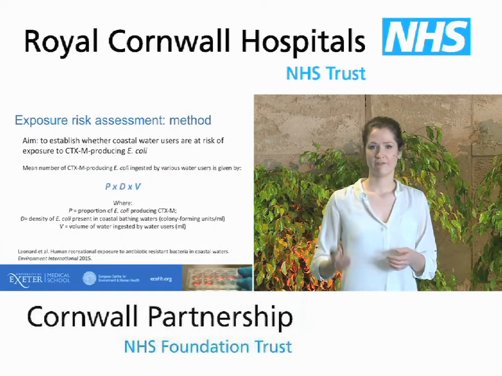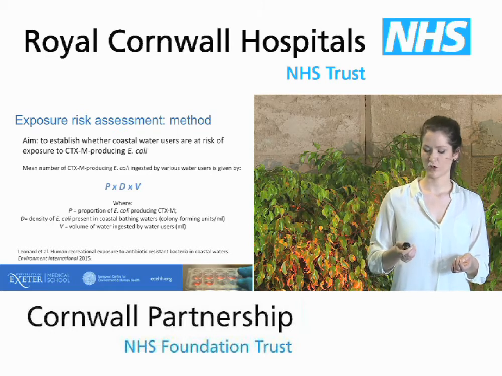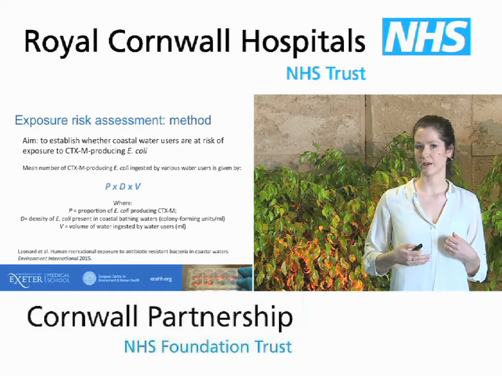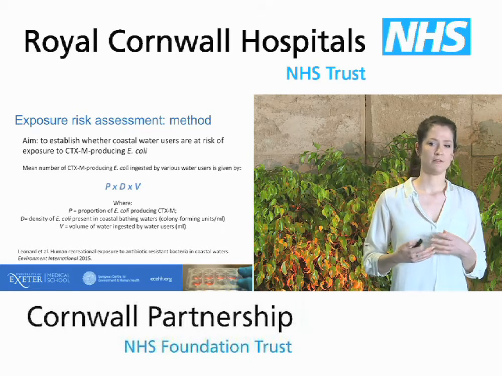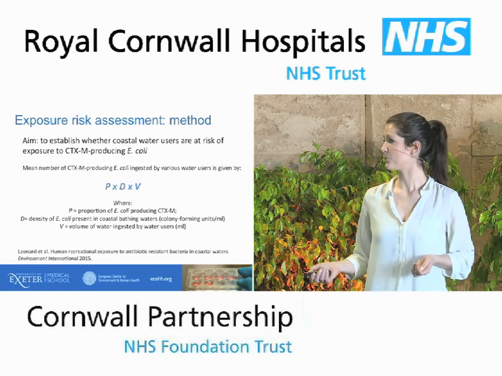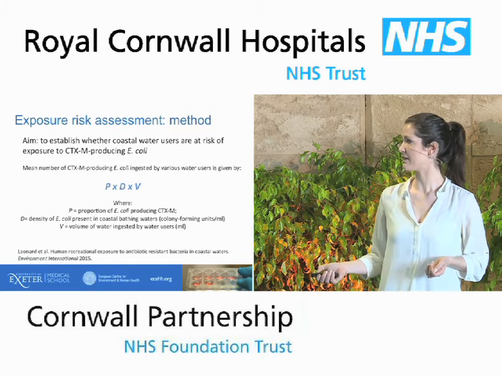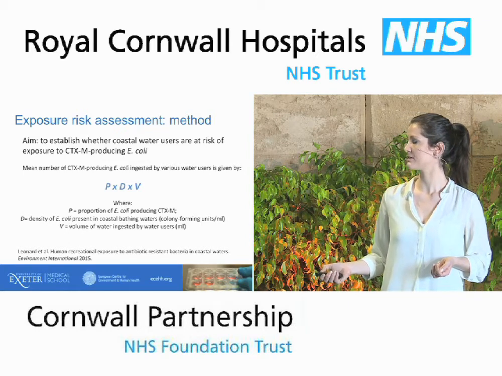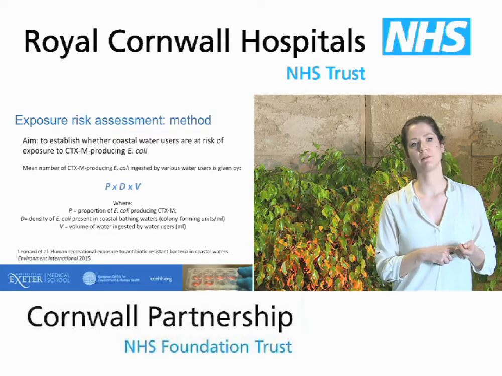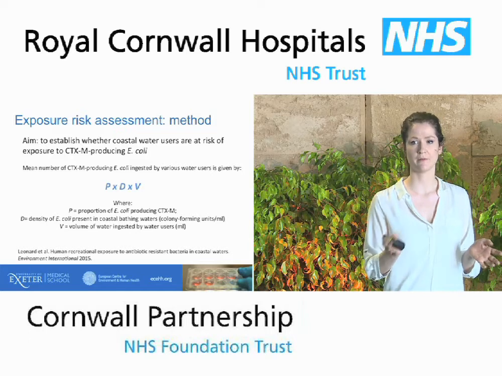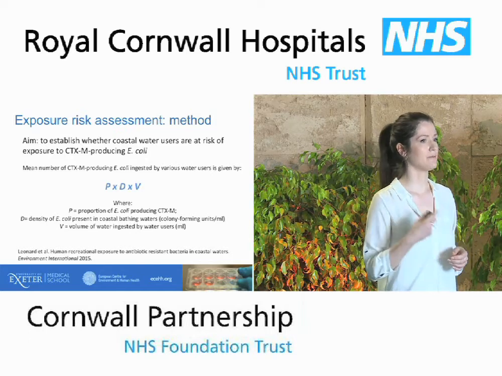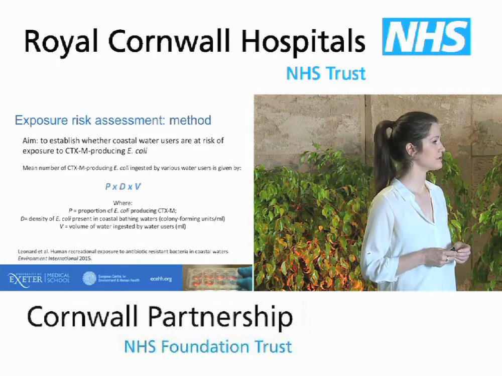We then use this information in a formula to work out, on average, how many of these resistant bacteria people are swallowing every time they do, say, surfing or swimming. And so we use this information as P, so that's 0.07 from the previous slide. But we also got information from the Environment Agency's DataShare website on the levels of E. coli found in bathing waters around England and Wales.